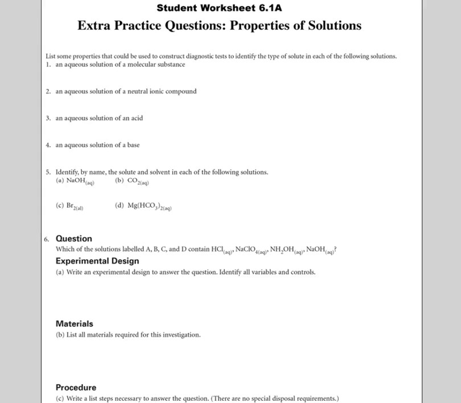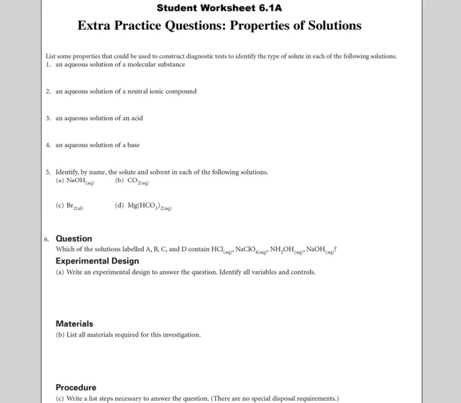Number 5 is identifying the solute and solvent. So when we see AQ, that's aqueous, water would be the solvent. The solute, of course, would be the solid form of the compound. In the case of Al, that would be alcohol. And sometimes solutes can be more soluble in alcohol than water. Bromine in that case is the solute, dissolved to make a solution in alcohol.